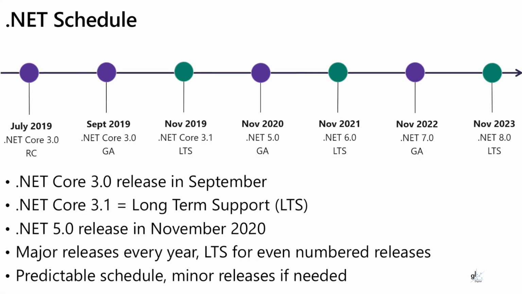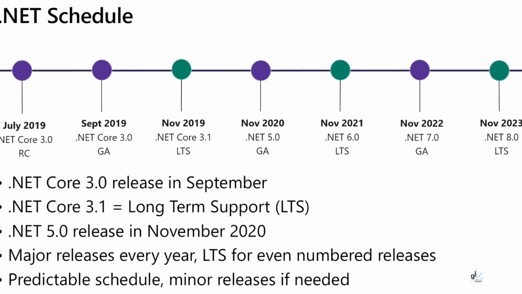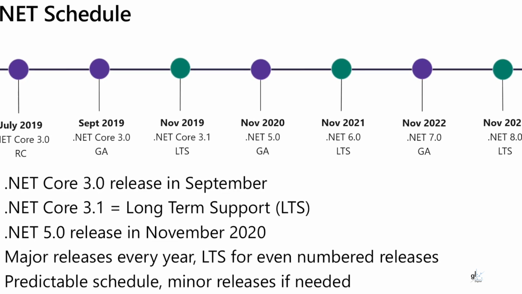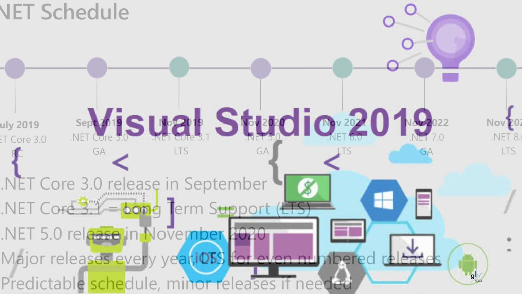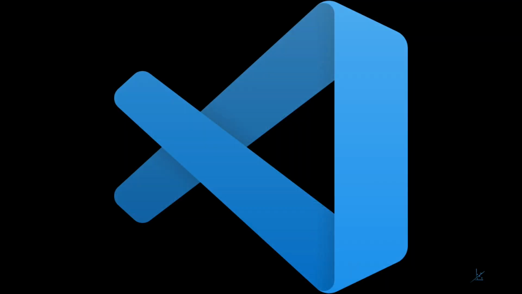So .NET 5 is expected to be released in November 2020. The first preview of .NET 5 is expected to be available in the first half of 2020 and will be supported by Visual Studio 2019 and Visual Studio Code.